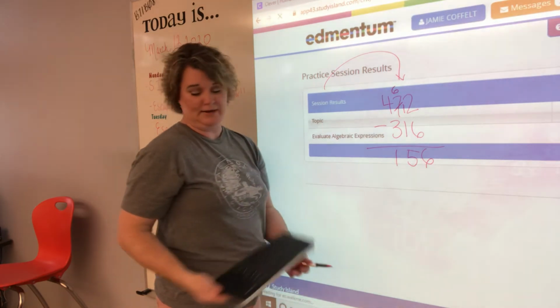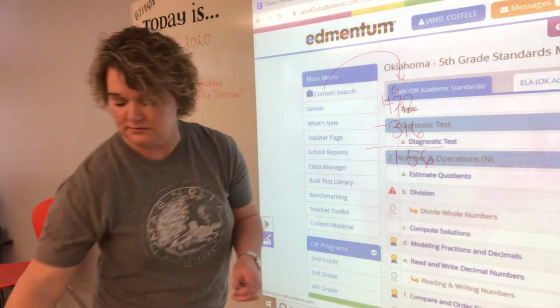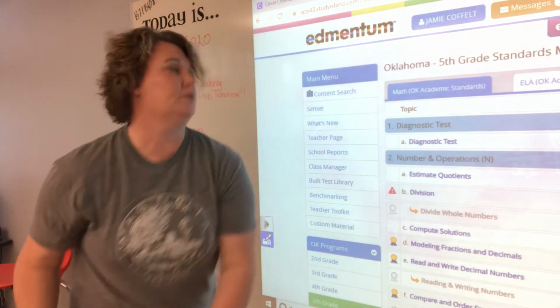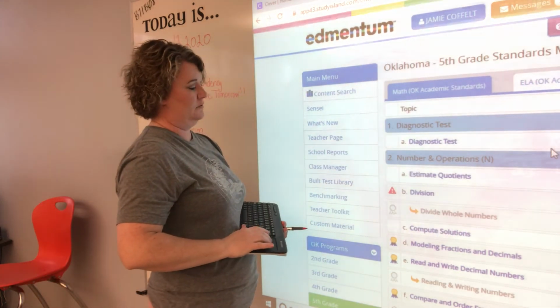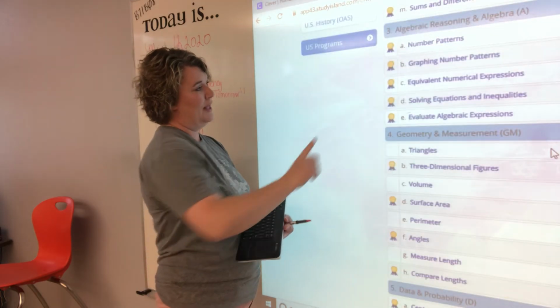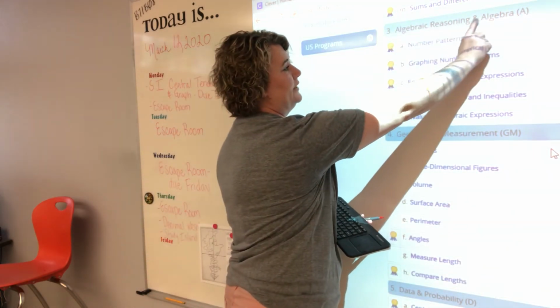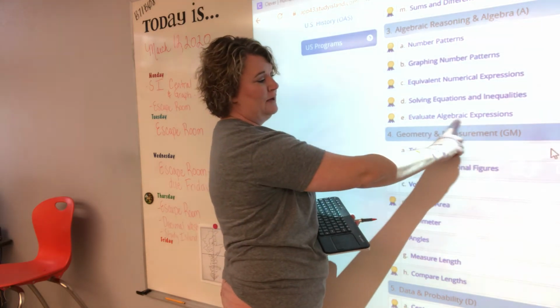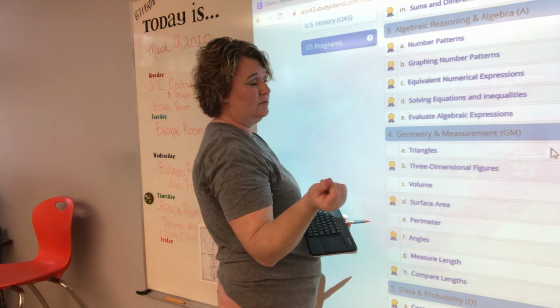So let me show you where that is. That is under the heading 3 as well. So it's 3, algebraic reasoning and algebra, and it's E. 3E, evaluate algebraic expressions, which I think you should get through pretty quick.